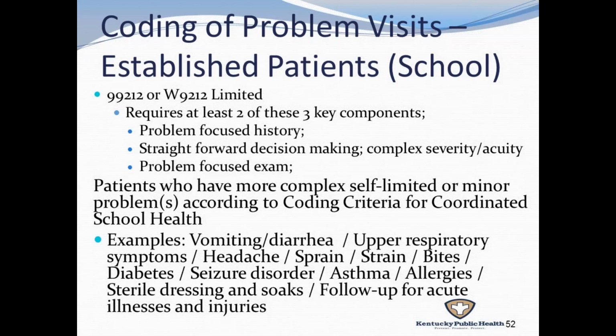Limited requires at least 2 of the 3 key components. Again, like I said, when it's established patients, it's always going to be 2 of the 3. Then you have your problem-focused history, straightforward decision-making, complex severity or acuity, problem-focused exam. This is patients that have more complex self-limited or minor problems, according to the criteria for coordinated school health. Again, I list your examples below. So just remember if it's more complex, this is where you're going to code for an established patient, according to DPH policy.